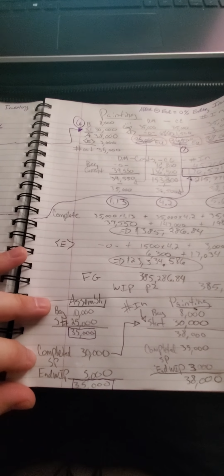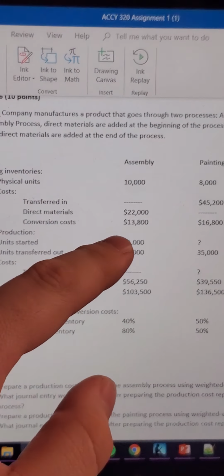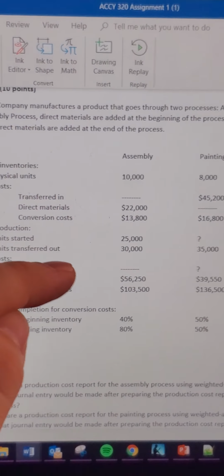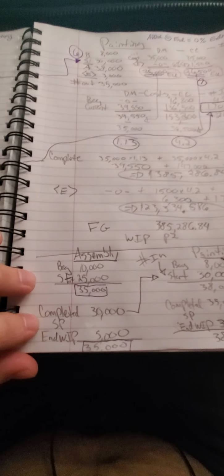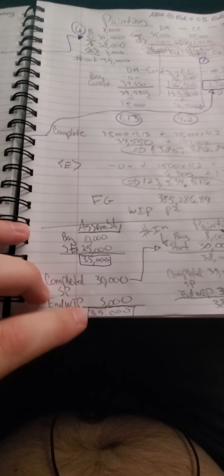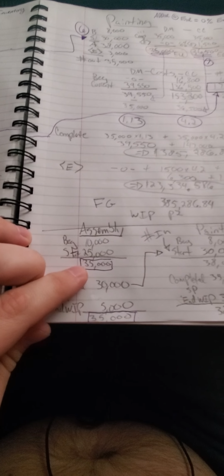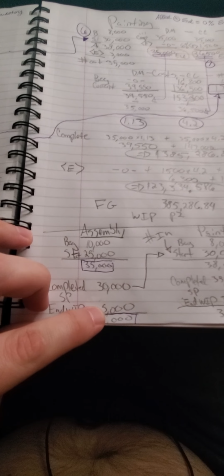So basically what this means is since they give you the completed amount of 30,000, we got our 10,000 there, and then the started was 25, and then you transferred out 30. So that's where I'm getting those numbers from, and then from there, because this number has to equal 35, I'm sorry, let's see, 35. The ending balance will be $5,000.